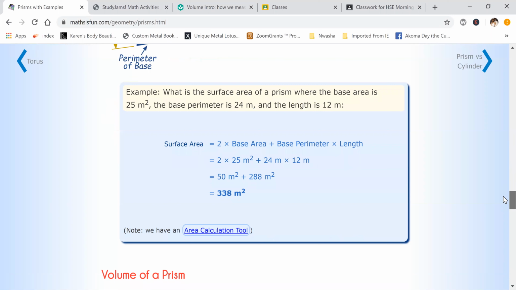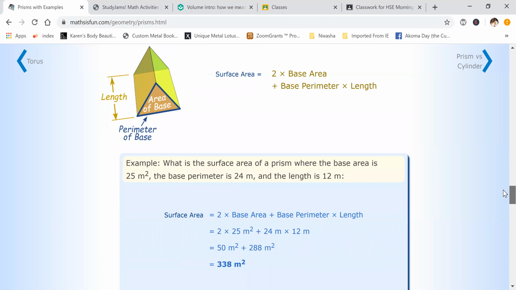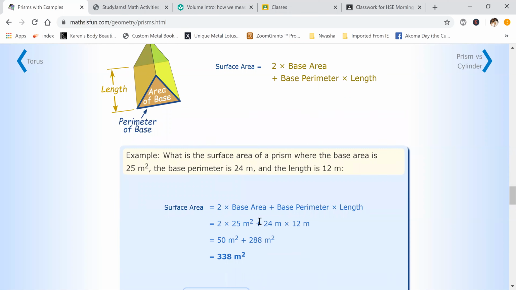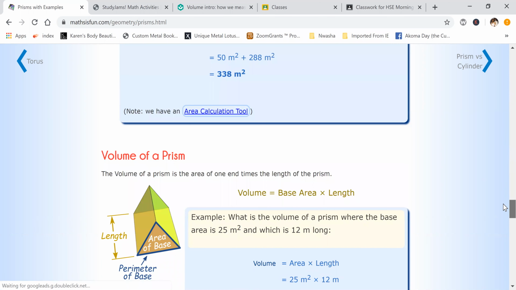So there's an example. What is the surface area of a prism where the base area is 25 square meters, the base perimeter is 24, and the length is 12? If you always stick with the formula, you're just going to do the replacing like they did, and then it becomes the order of operations. So you're going to do the multiplication first with 2 times 25 and 24 times 12, and then you're doing the addition last. So you're just remembering the order of operations.